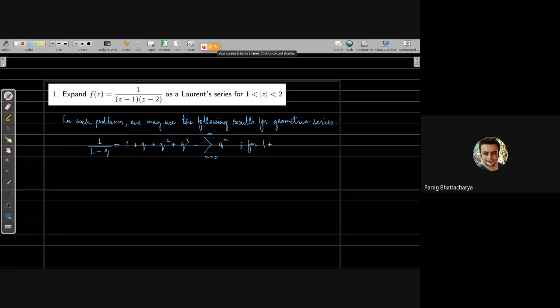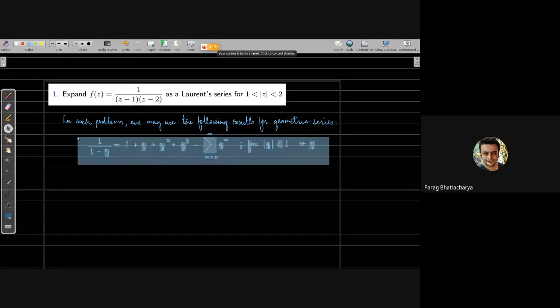But there is a condition. This is valid for both real as well as complex numbers. The condition is that the modulus of q must be less than 1. This summation is valid only if the modulus of q is less than 1. Only then it is valid. So q could be real, imaginary, or complex.